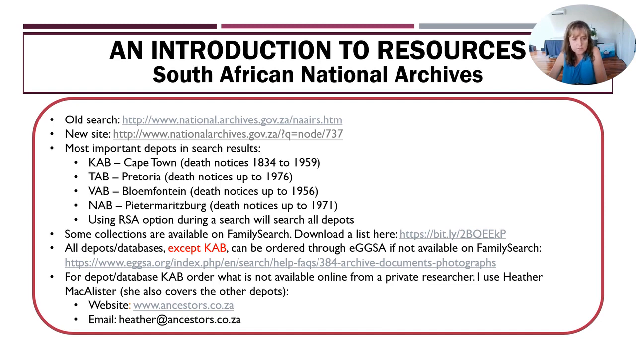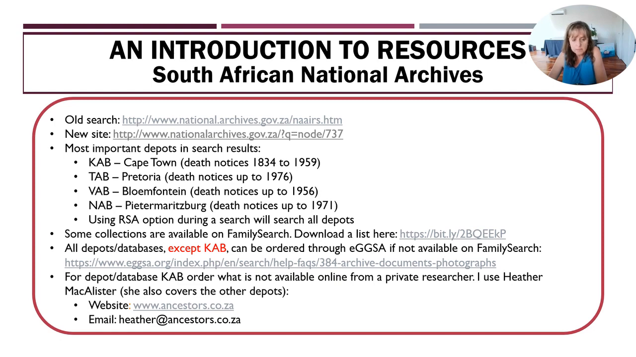So if we look at the most important depots that you will find in your search results, and please know these are not all of them, these are just the most important ones or the bigger ones. When you see Depot KAB, it means it's Cape Town, and they can contain the death notices from 1834 to 1959. The next one is TAB, which is Pretoria or Transvaal. It contains death notices up to 1976.